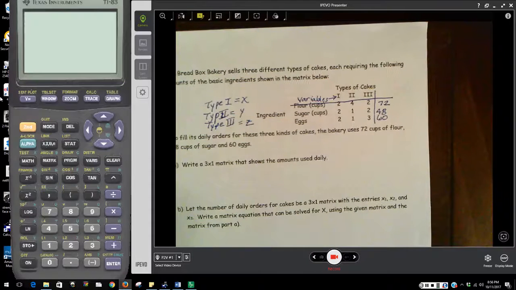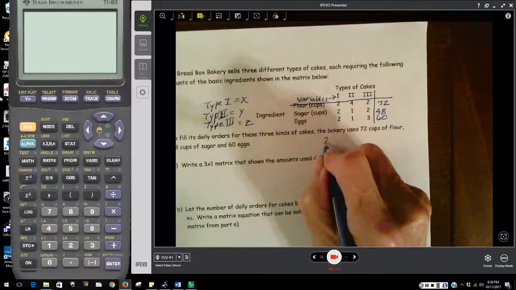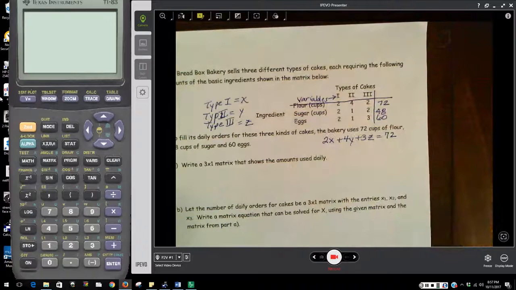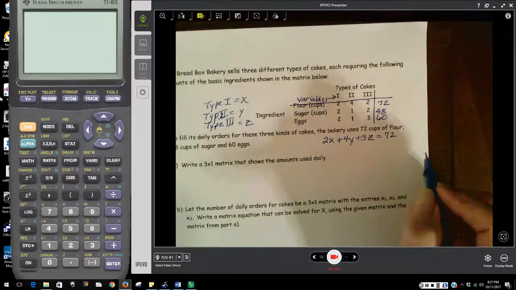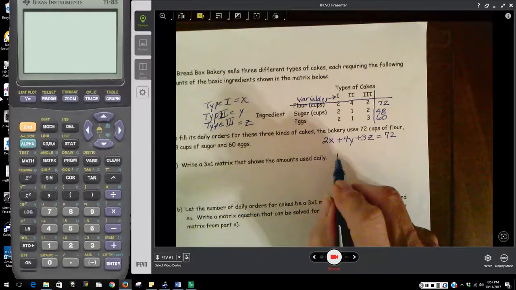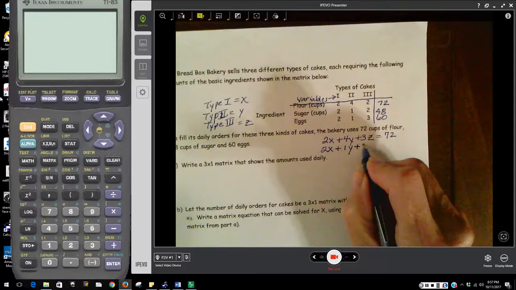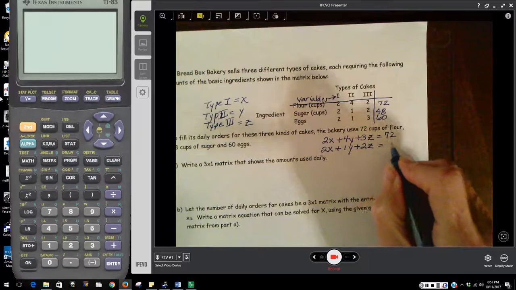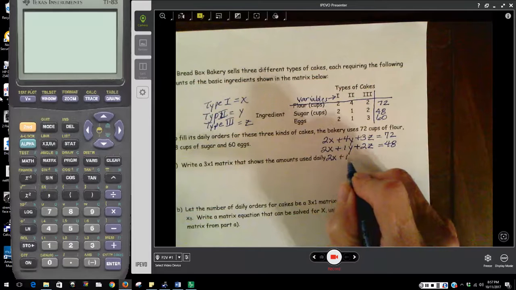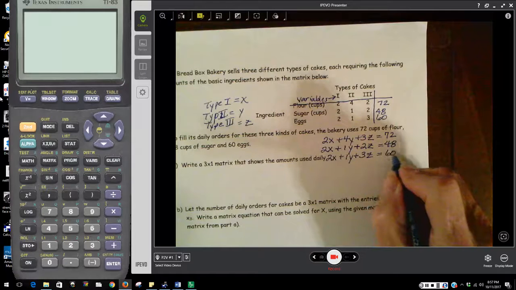So when we write the equations with those variables, then we have 2x plus 4y plus 3z is equal to 72, because they only have 72 that they're going to use up, or they need 72 to fill its daily orders. Then for the next one, for the amount of sugar they have, they need 2 for type 1 plus 1 for type 2 and another 2 for type 3 for a total of 48 cups of sugar. And then for eggs, they need 2 for type 1 and 1 for type 2 and 3 for type 3 to use up a total of 60 eggs.